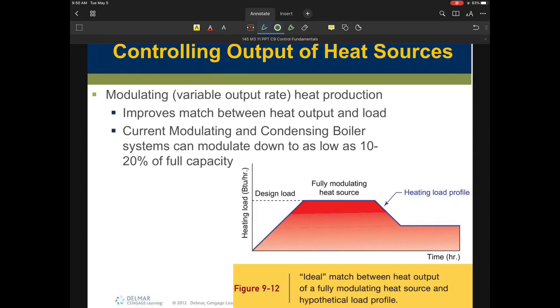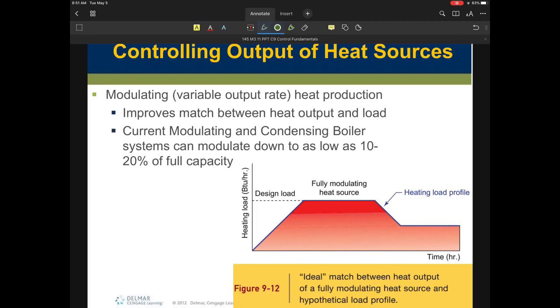Let's take a look at the modulated output. So an ideal system, I'm going to look at figure 9-12 from your textbook. In an ideal system, I would love to be able to match perfectly the amount of heat that I can put out of my heat source, as an example, if it's a boiler system, to the building load, in a perfect system where I would never ever have to shut anything off. I would never have to shut the heating system off. I could always maintain set points. That would be ideal. That's the perfect match.